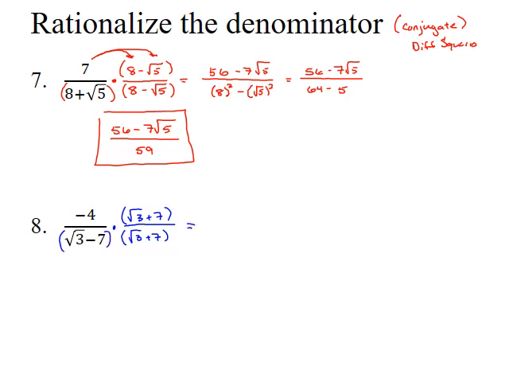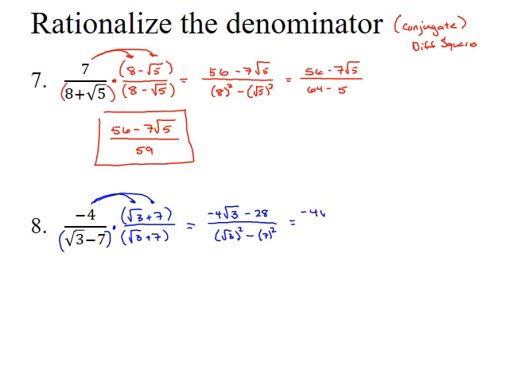On the top, it's very similar. You're going to take that negative 4 and distribute it. So it would be negative 4 times the square root of 3, and negative 4 times positive 7 is negative 28. On the bottom, if I do my difference of squares rule, I can take the square root of 3 and square it. I can take the 7, square it, and subtract them.